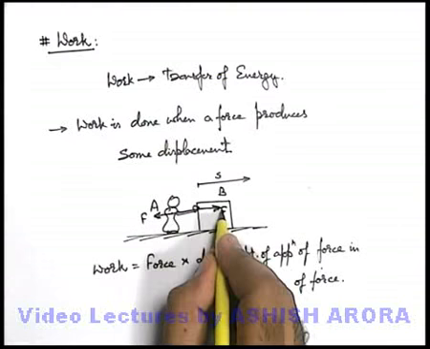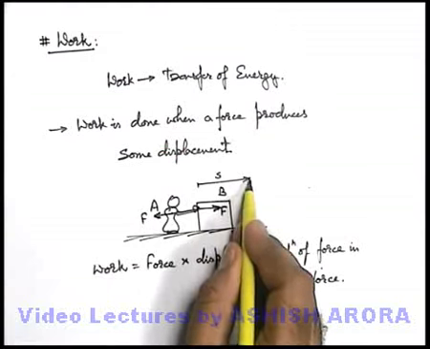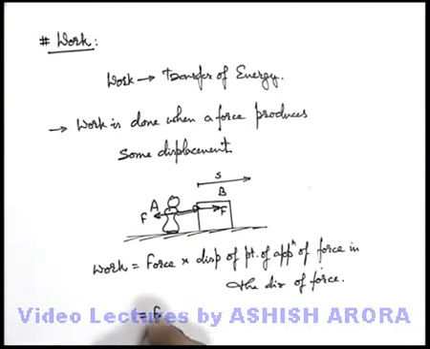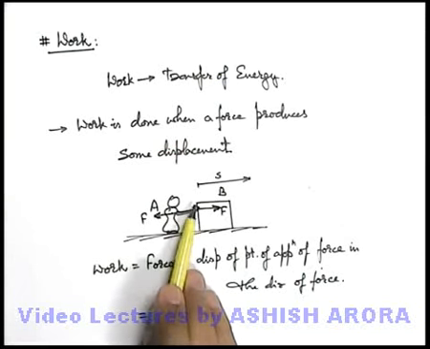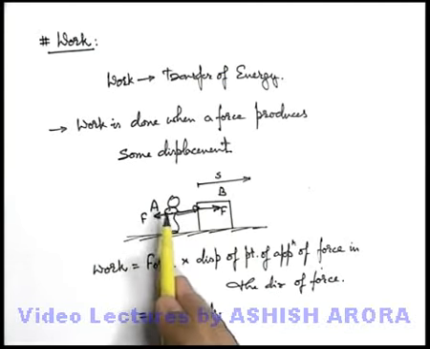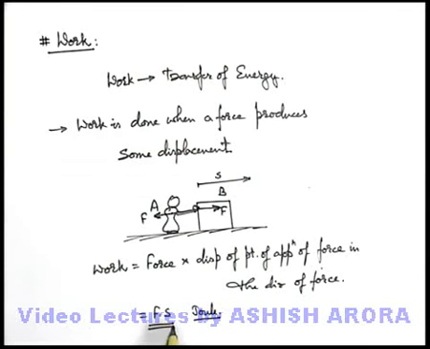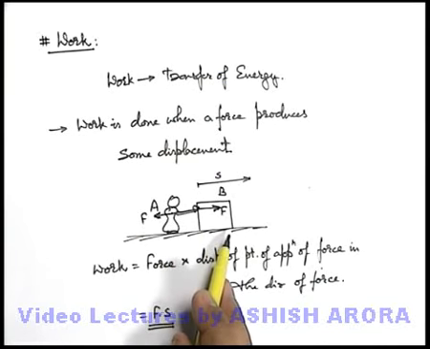So this is the point where this force is applied. If this point is displaced by a distance S, the work done can be written as F into S. This work is measured in the unit joule, because work is the amount of energy transferred. So if the boy applying a force F on the block displaces the block by a displacement S, then the boy has given Fs joule of energy to this block, or we say the boy has done Fs joule of work on this block.